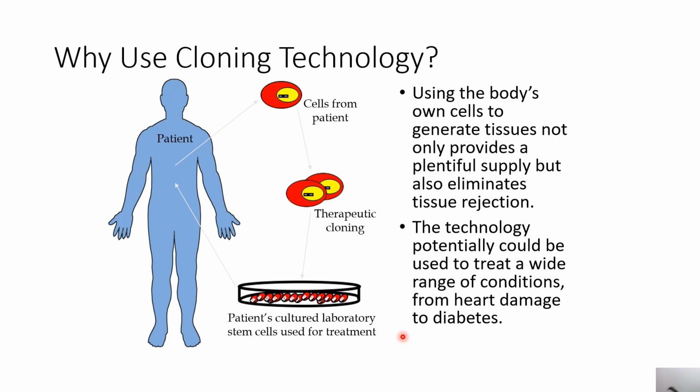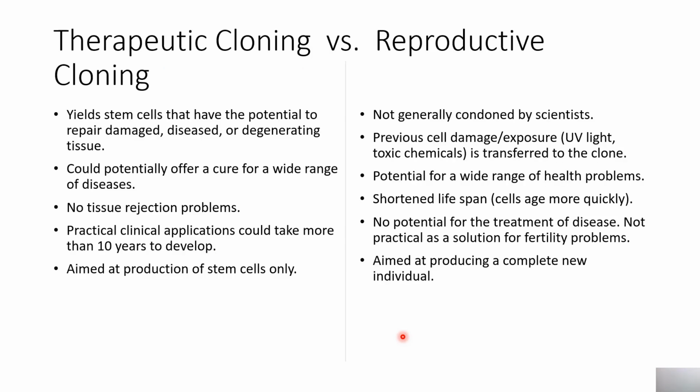So why do we use cloning technology? Because using the body's own cells to generate tissues not only provides a plentiful supply but also eliminates tissue rejection. Then the technology potentially could be used to treat a wide range of conditions from heart damage to diabetes.